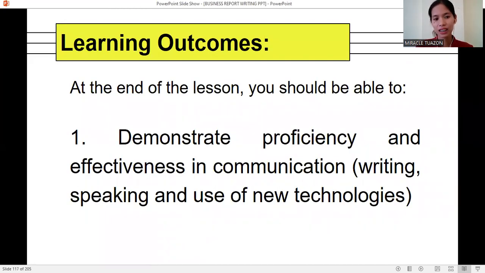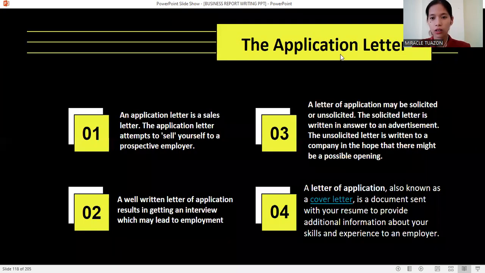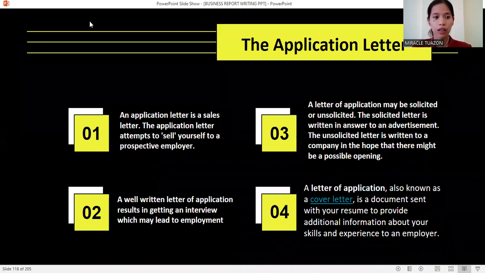Before we start, let us have the learning outcomes. At the end of this lesson, you should be able to demonstrate proficiency and effectiveness in communication, either writing, speaking, and use of new technologies. So what is an application letter?